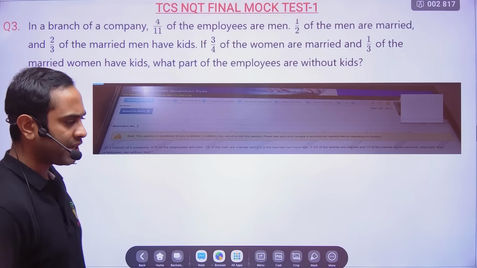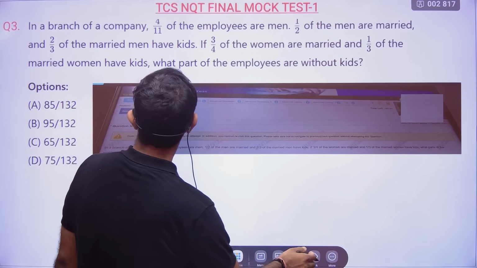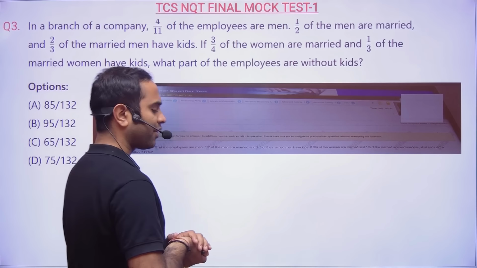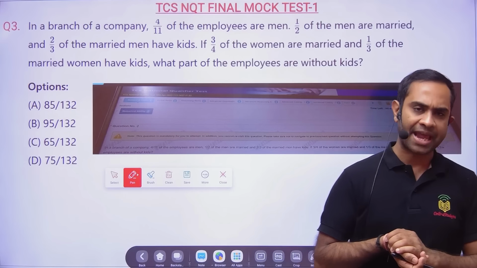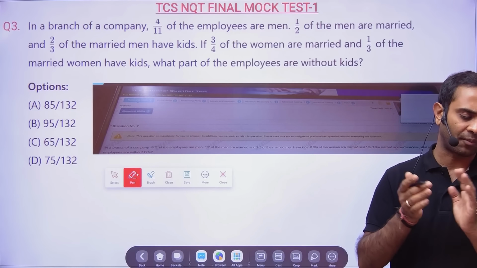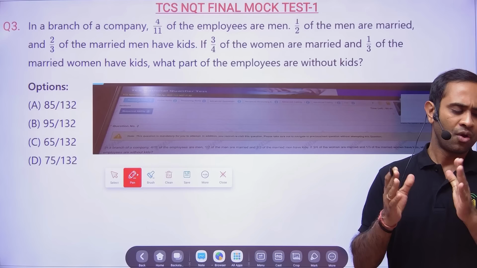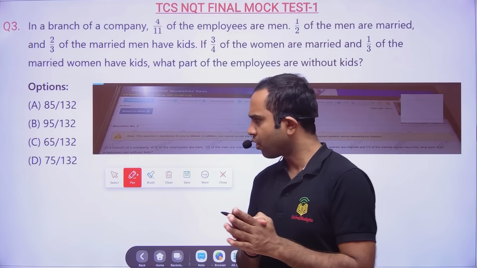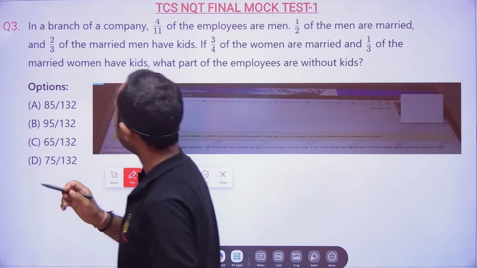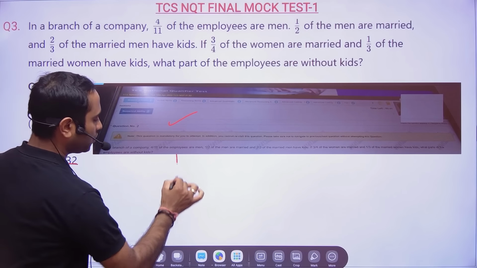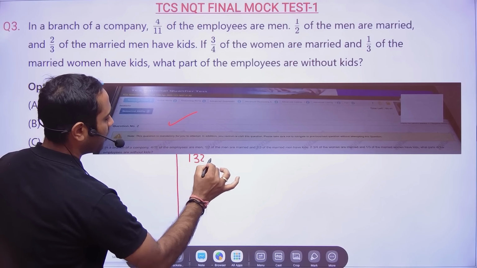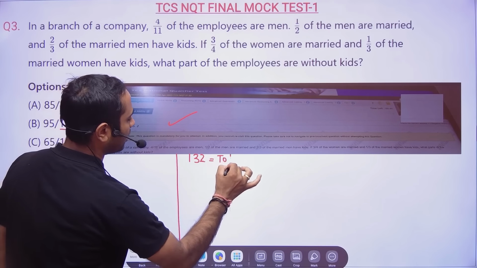Now here is our question number 3. In a branch of a company, 4 by 11th of the employees are men, 1 by 2 of the men are married, 2 by 3 of the married men have kids. If 3 by 4 of the women are married and 1 by 3 of the married women have kids, what part of the employees are without kids? I went through the options, because this is a TCS question, and I saw there is a data 132. I assumed 130 is the total, men plus women.